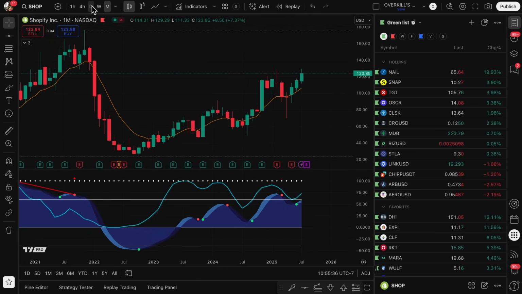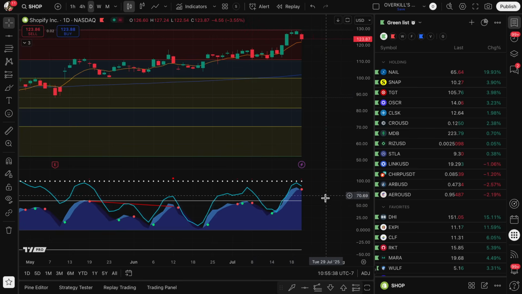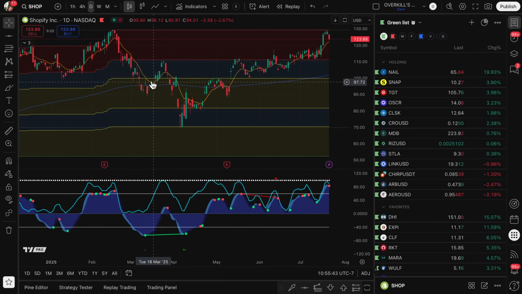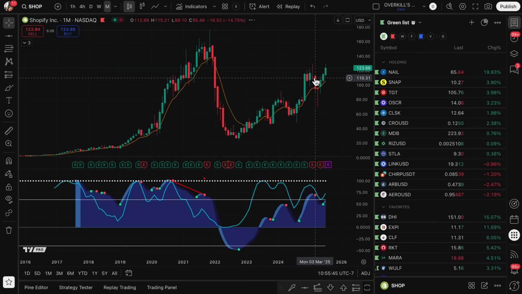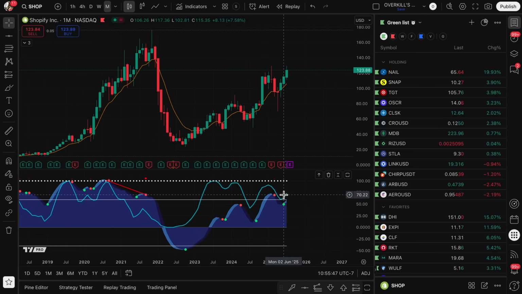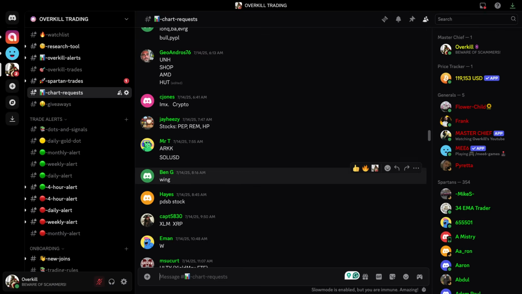We got Shopify. Shopify's green here on the monthly, and it's up here in the red zone on the daily. So I'd be trimming some Shopify here off the red dot. Again, that's just part of our strategy here. In the red zone, we don't want to look to buy, or look to buy at least. We're looking to sell either now or when this stochastic comes back up here and gets closer to the white dotted line. That might have some room back to 160 to 180.